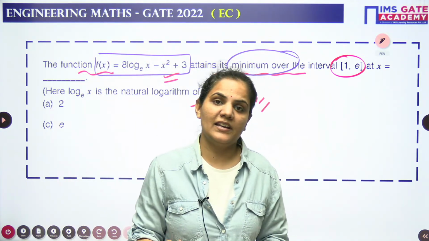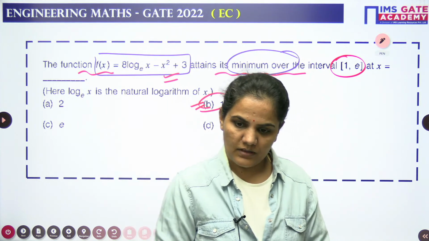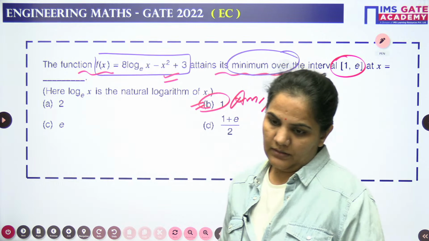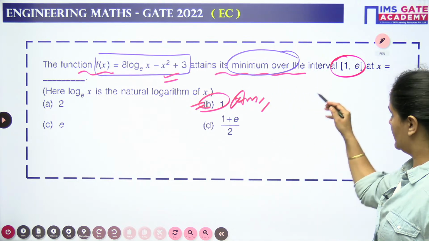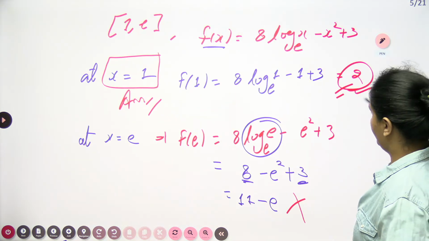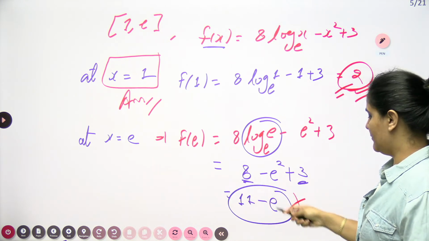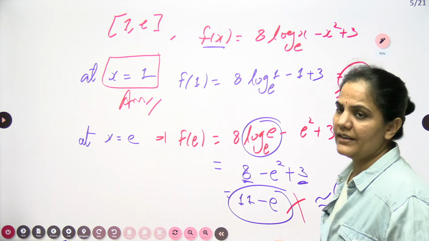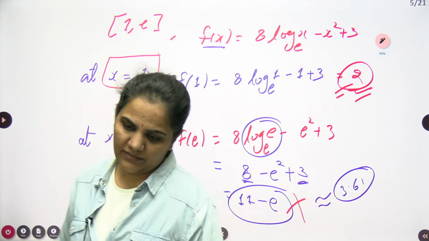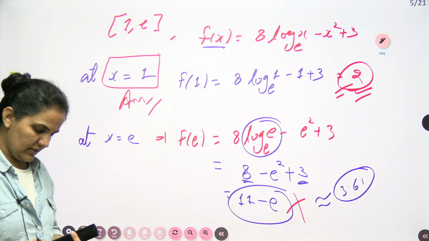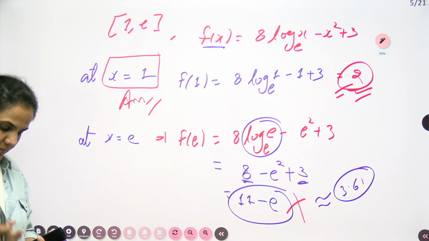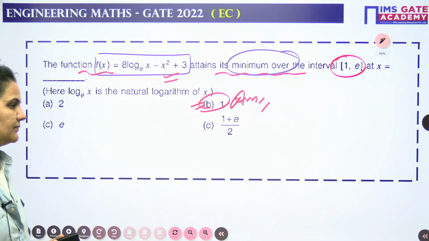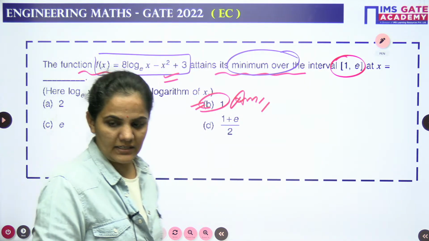I hope this is clear to everyone. Yeah, no, this is not 2, beta. The value of the function is 2 definitely. And here, if you solve it, it will be around 3.61, which is definitely greater than 2. So we need to find the minimum value, and we have the minimum value at x equals 1. Very simply, we can approach it this way.